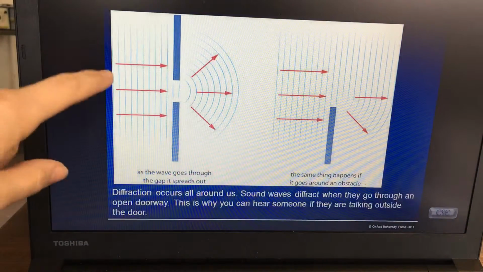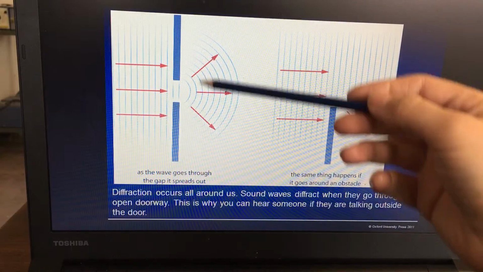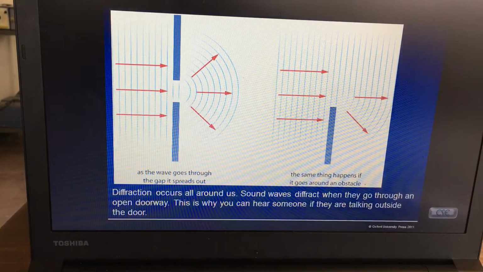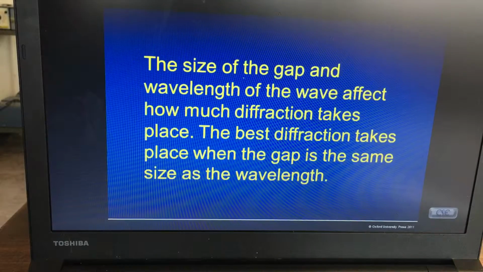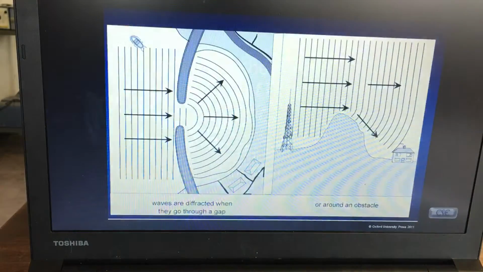So here you've got the rays going through a gap and they become like a semicircle. And it can also happen around an obstacle. So it would carry on normal where it could, and it would diffract around there. So another thing that comes up is the size of the gap and the wavelength of the wave affect how much diffraction takes place. The best diffraction takes place when the gap is similar or the same size as the wavelength of the wave going through it, okay? That is asked in exams sometimes.